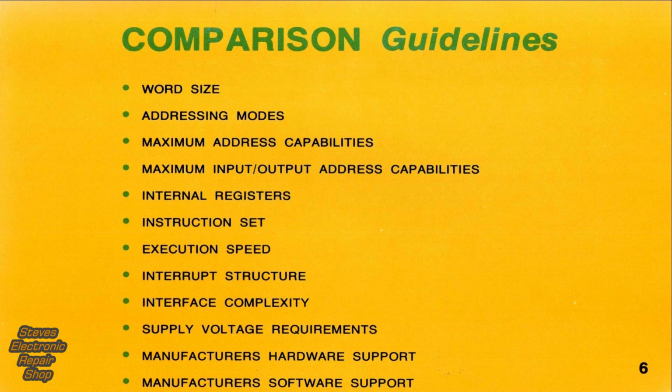We usually begin with word size, addressing modes, the maximum address, and input-output capability. How many internal registers does the microprocessor contain? How extensive is the instruction set? Execution speed is important, along with the interrupt structure. From the hardware standpoint, interface complexity and supply voltage requirements are of the utmost importance. And finally, don't forget the importance of manufacturers' hardware and software support. Good support can significantly reduce design time. Let's look at each of these in more detail.